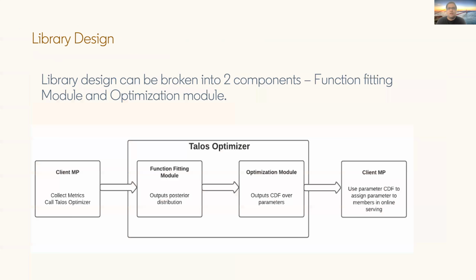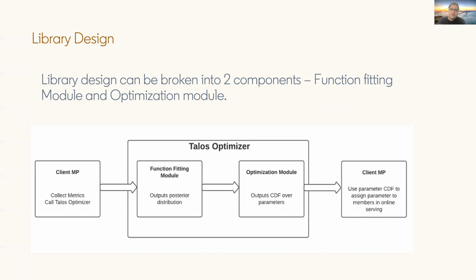So let's look at the library design. Like we discussed, all of this is offline, in the sense that this is a Spark or a Hadoop flow, and the client flow is aggregating the metrics and calling the optimization package. Now let's look at the package itself.